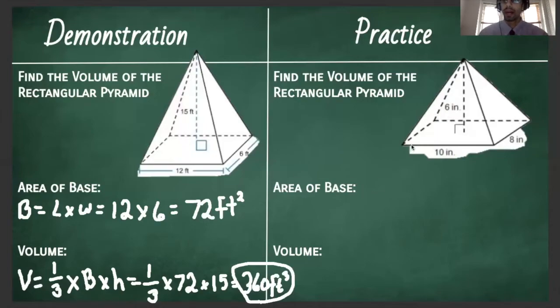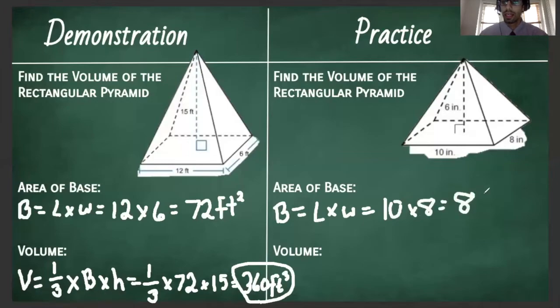So for those of us who are back, let's take a look at this pyramid. The base is a rectangle. Okay. So I'm going to start up by solving for the area of the base. The area of the base would just be length times width. So in this case, that would be 10 times 8, which gives me 80 inches squared.